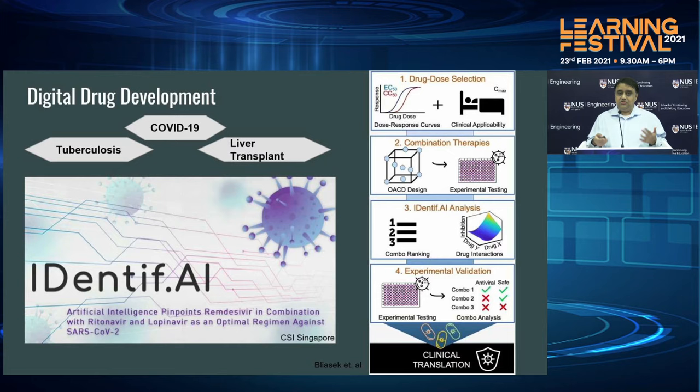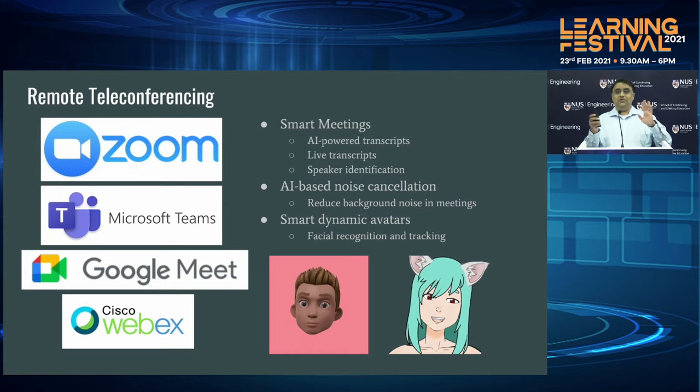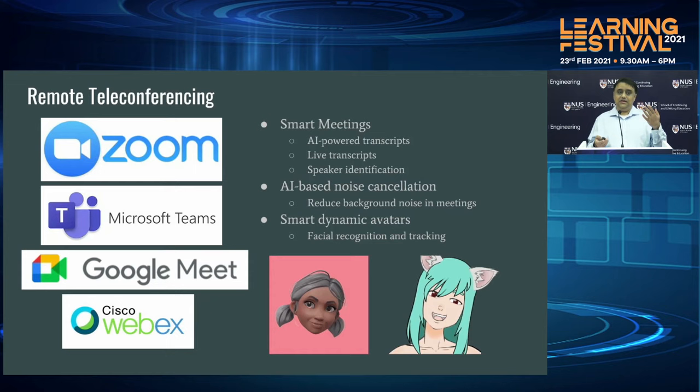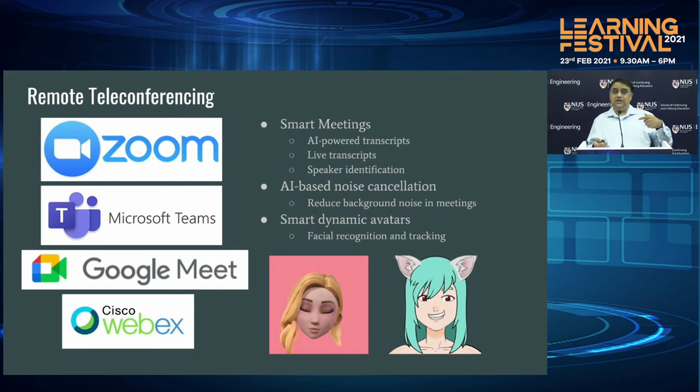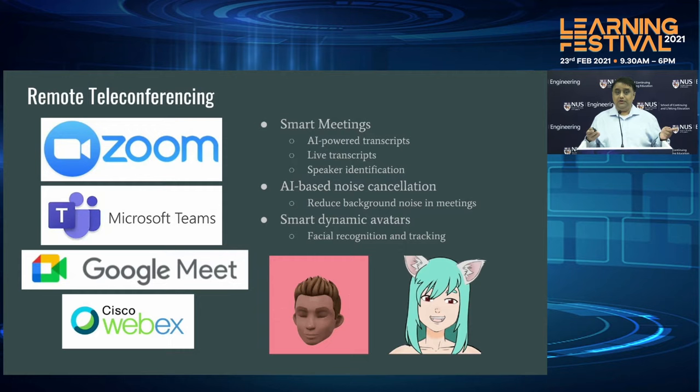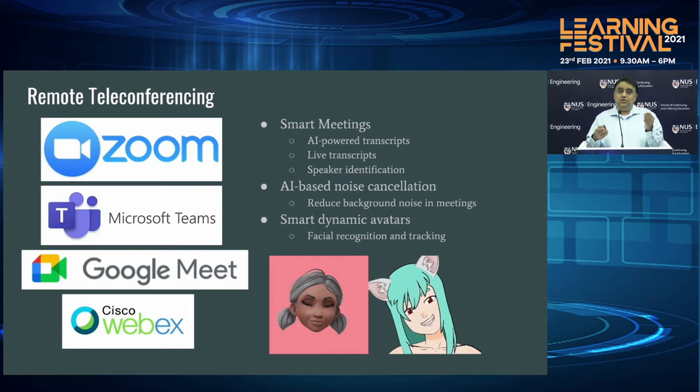Remote teleconferencing. I think we're all in some sort of fatigue, Zoom fatigue or Google Meet fatigue. But actually, if you look carefully, there's a lot of AI happening in the background. Recently, I think both Zoom and Google Meet and some of the other services have started to implement AI-powered transcripts, right? So that means when you're speaking, they will know exactly what's being said and also who said it. Remember, in a meeting, multiple people are talking. So if you want to actually have a record of the meeting, it's not just knowing that someone is talking, but knowing who is talking.